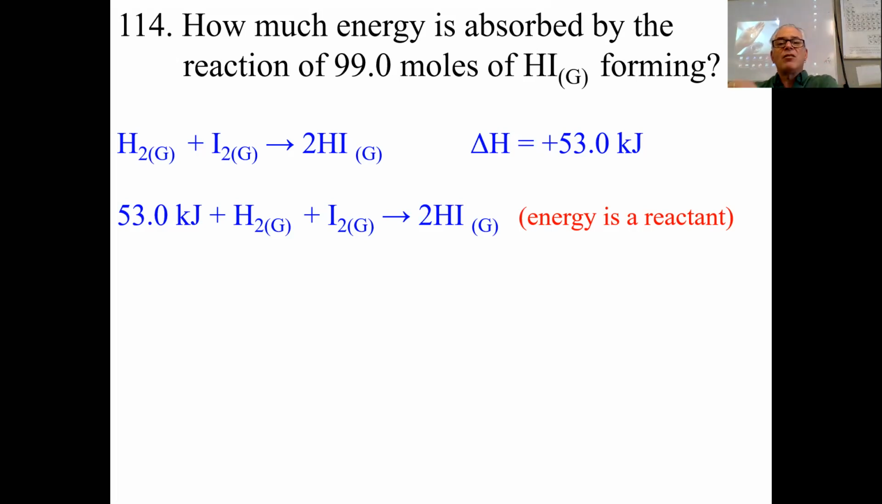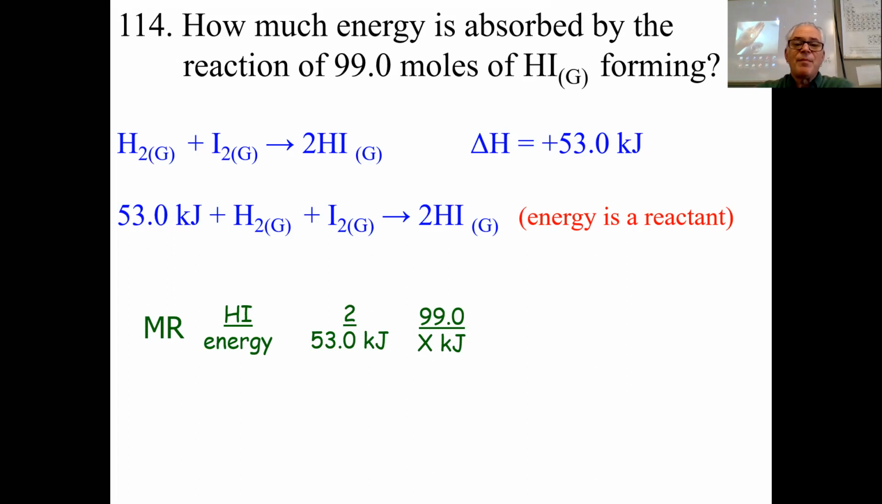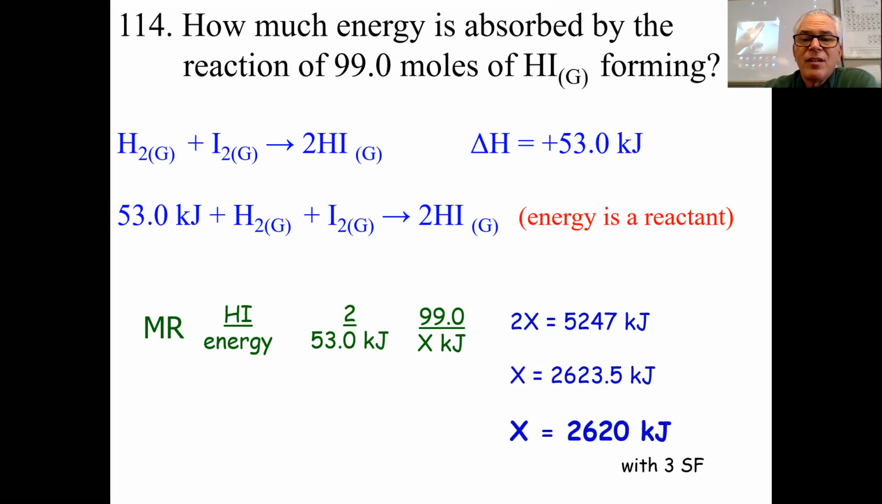But this question's not about 2 moles of HI, because see, we have 2 moles of HI. The mole ratio here is about 99. So let's look at the second blue line to see what's going on. 2 moles of HI gas form when it absorbs 53 kilojoules. But what if 99.0 moles of HI form? How many kilojoules? Cross multiply, solve for X, 2X equals this, divide by 2, and with 3 significant figures, X equals 2,620 kilojoules.